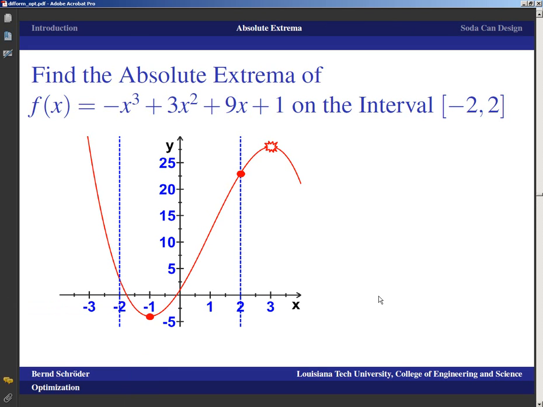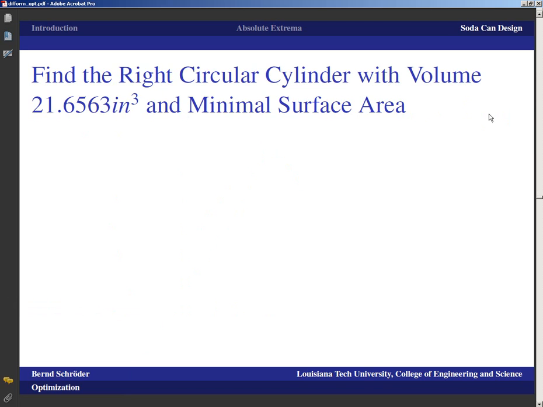Okay, let's move on. The next question already connects to the soda can design, and we first are going to approach this in a very naive fashion. Namely, we want to find the right circular cylinder with volume 21.6563 cubic inches and minimal surface area, because it seems that if we minimize the surface area, that ought to minimize the amount of material being used. And 21.6563 cubic inches, that is the volume of a soda can. That is 12 fluid ounces or 355 milliliters, just changed to a cubic unit, namely cubic inches.